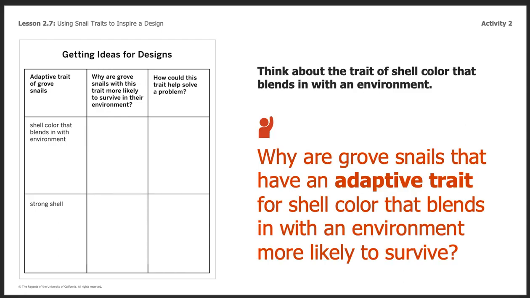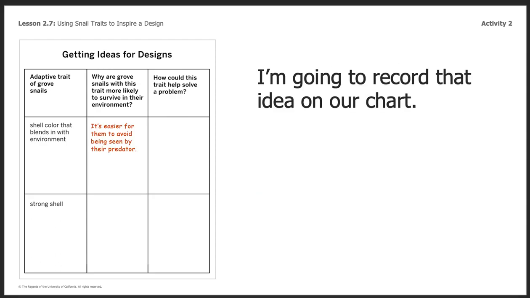So why are grove snails that have an adaptive trait for shell color that blends in with an environment more likely to survive? Well, think. Why was it easier for them to survive in that environment? Well, it's easier for them to avoid being seen by their predator. So I'm going to write that down in my little chart.